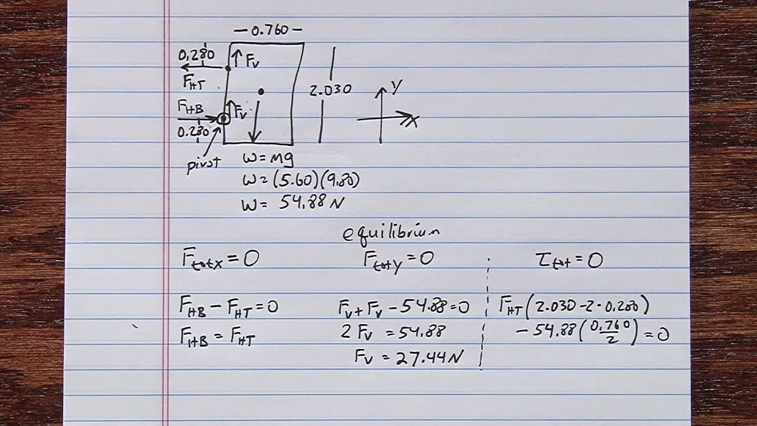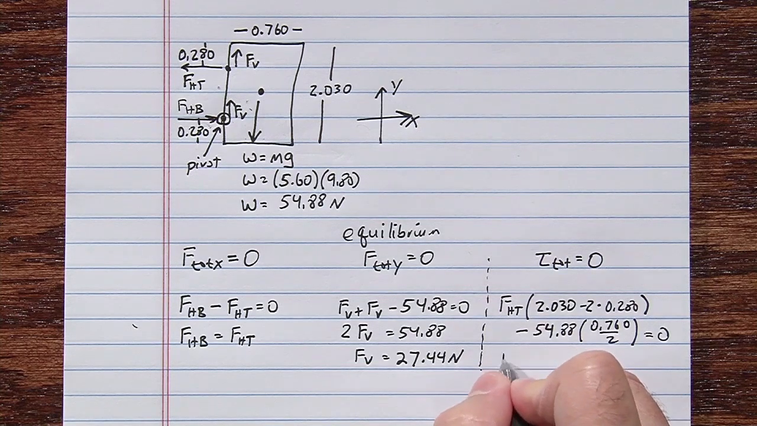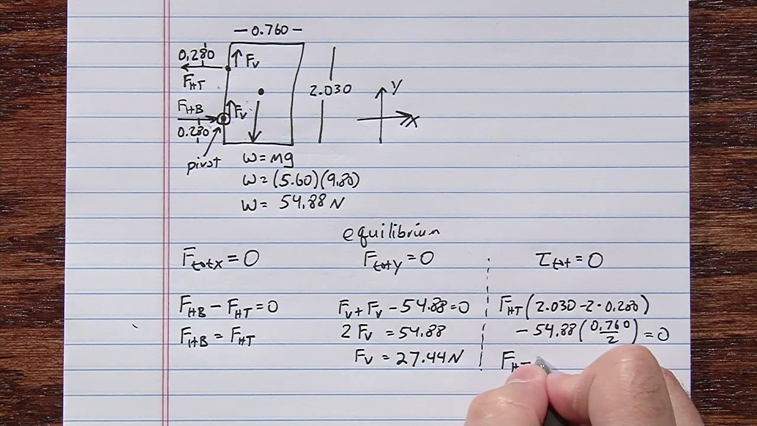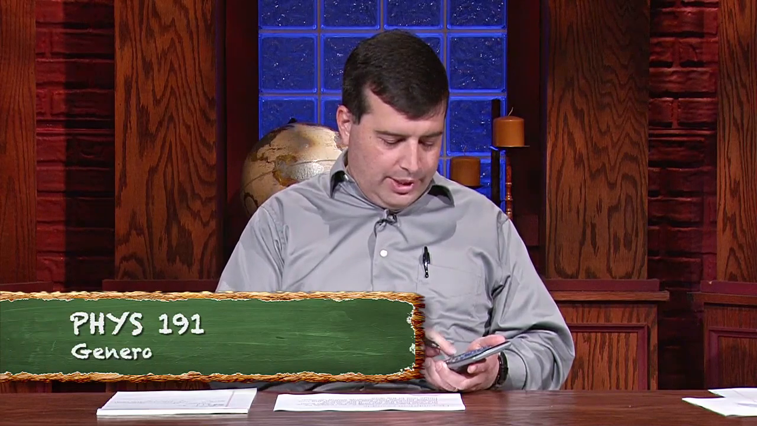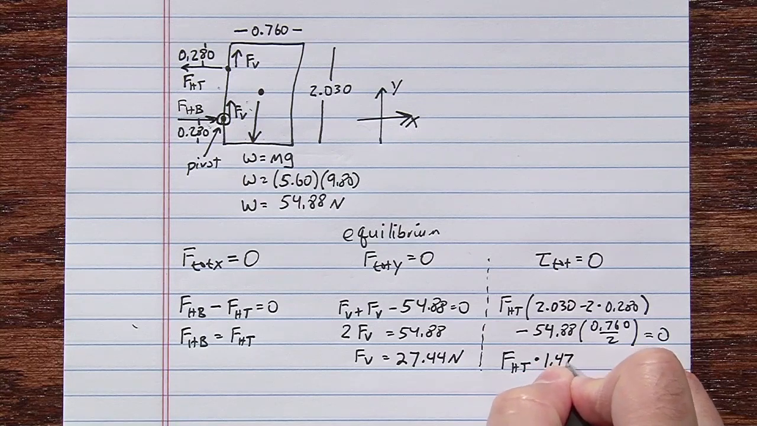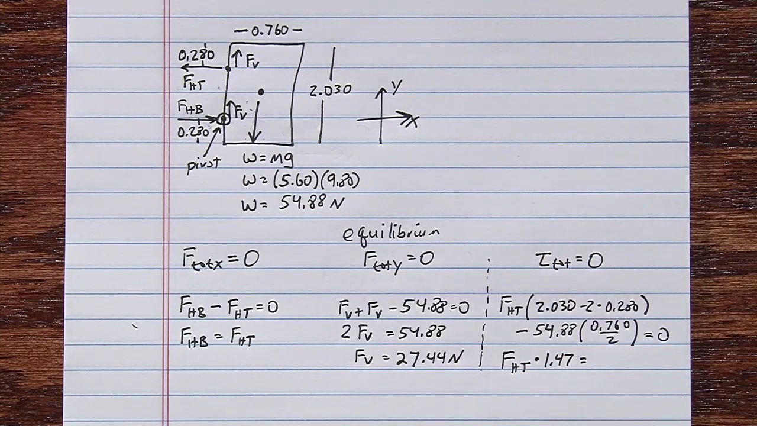So that tells us that force hinge top times (2.030 minus 2 times 0.280), which is 1.47, must equal this term right here, 54.88 times 0.760 divided by 2. And that would be 20.85.